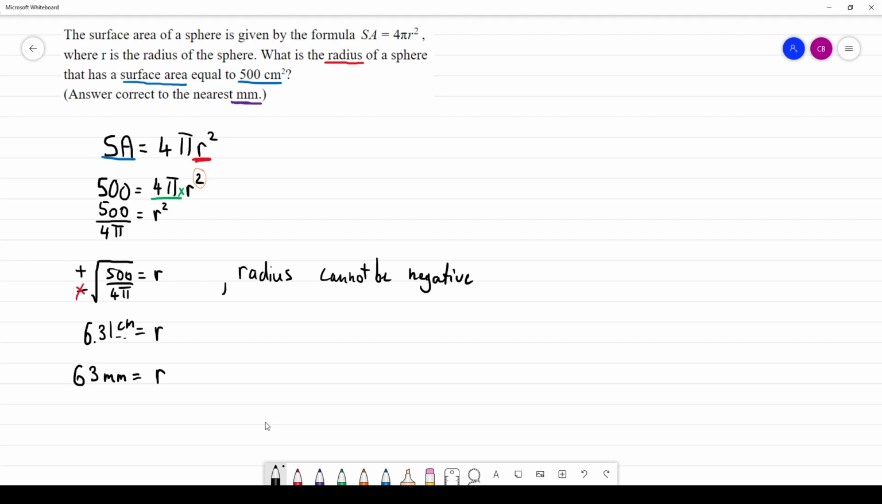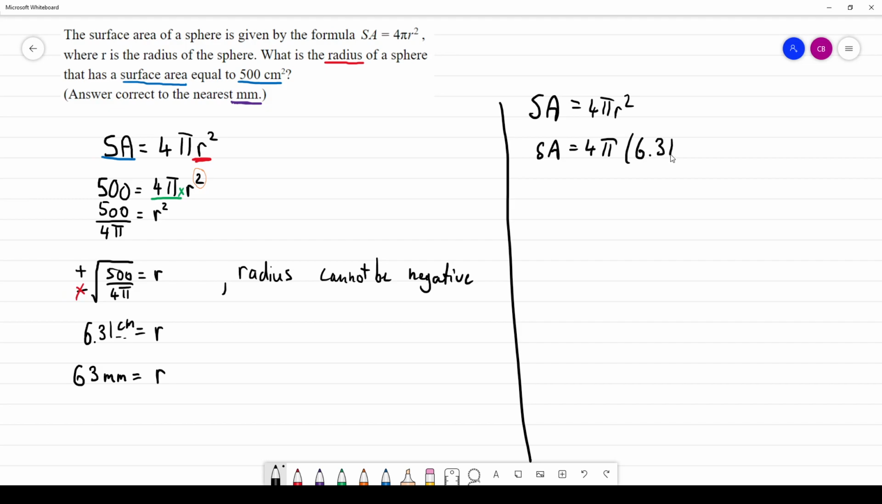And if you wanted to, you could verify your solution. You could check to see if your surface area equals 4 pi r squared. And if we sub in our radius as 6.31 squared, well, I'll let you tell me. What do you get? Do you get 500 or something pretty close?